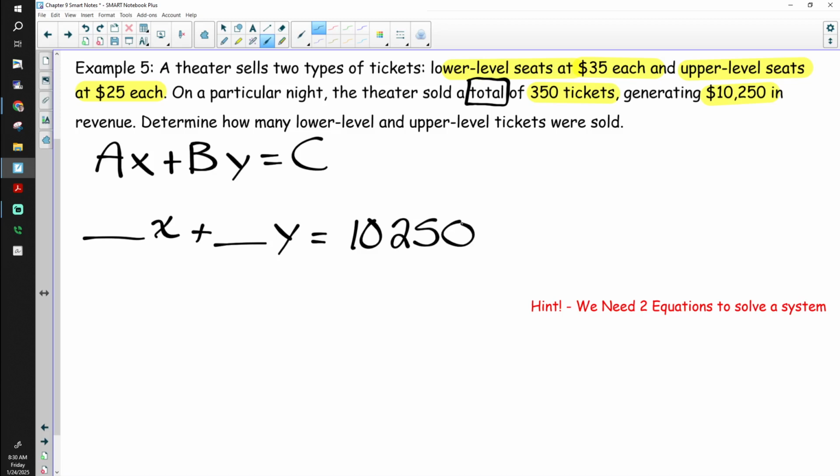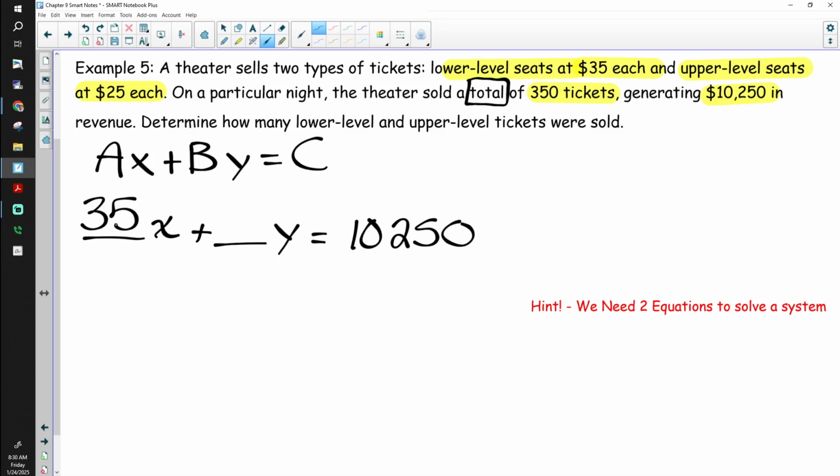When we pick a spot, it is going to change what X and Y represent. If I put $35 here, then what is X going to represent? What is $35 each? Now look up there, read. What is $35 each? In the story, you have to read. What costs $35 each? The lower level. So that means X is going to represent my lower level seats.